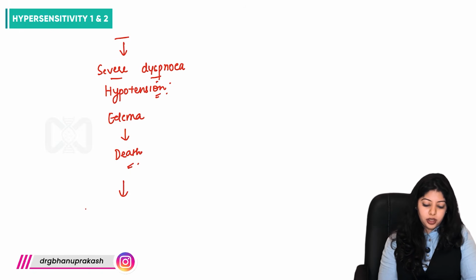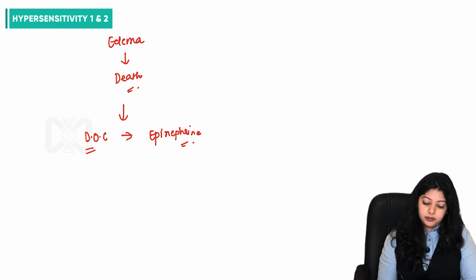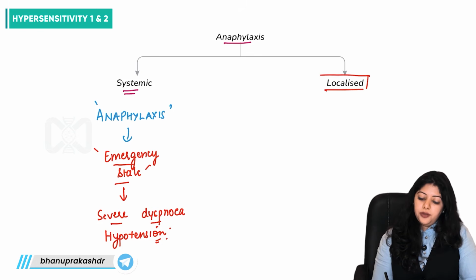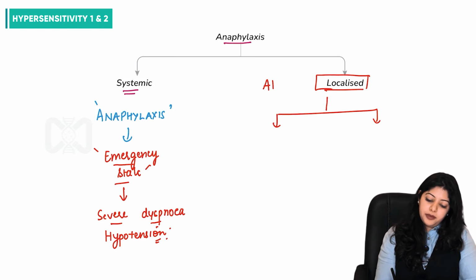And what is the drug of choice of systemic anaphylaxis? It is epinephrine, or adrenaline. So for localized reaction, we all know that it is atopy.